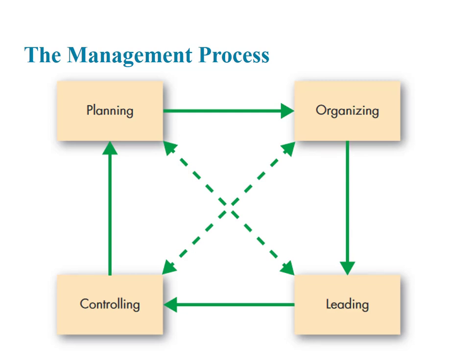Now, I mentioned those 4 key components or basic management functions. And you can see those here. They are planning, organizing, leading, and controlling. Now, planning is determining what the organization needs to do and how best to get it done. And how do we do that? We plan. And this all begins with determining the organization's goals.